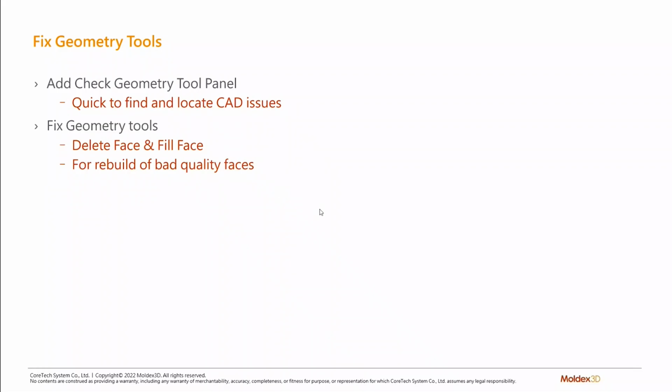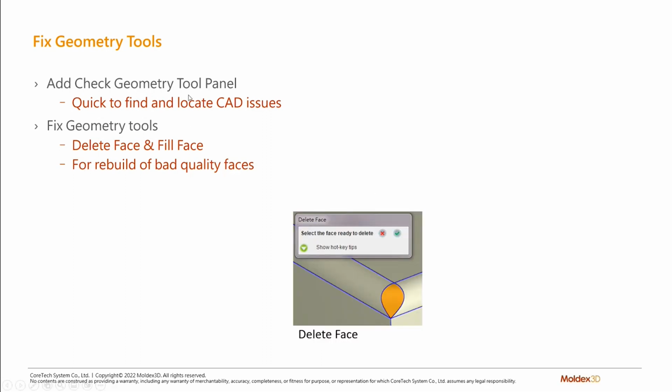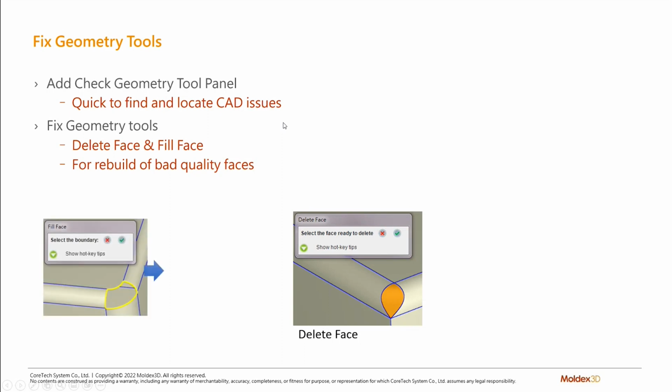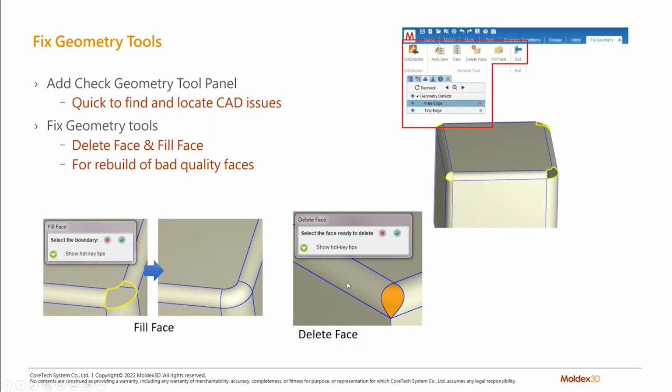All right, going into surfacing tools here, there's a few tools that we have in Moldex3D. We have the check geometry tool panel, which allows us to find and locate CAD issues, things like being able to identify free edges, tiny edges, things that would be identified in CAD Doctor, but you can also identify them in Moldex3D as well. Obviously, we recommend you to use CAD Doctor. We have the integration in the check geometry function that allows you to go straight out to CAD Doctor, but if you just want to very quickly identify some features in your geometry, if there's some more simple features to fix, then you can use the quick tools here, things like the delete face and fill face, as you can see as an example down here.